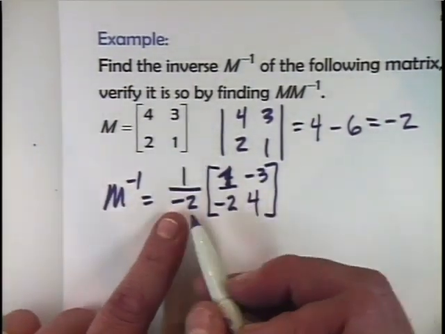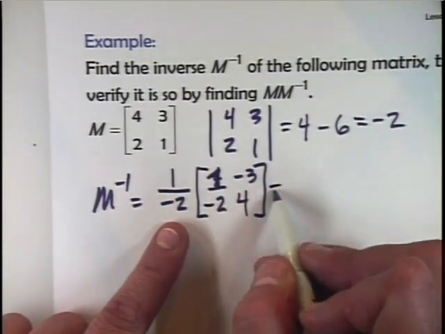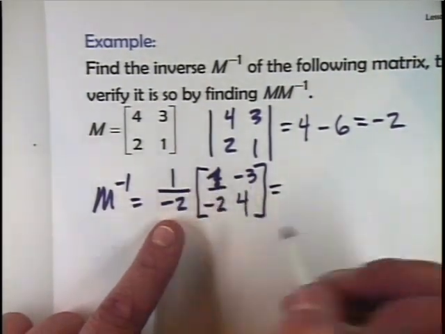Now, this is scalar multiplication. I'm multiplying a matrix by a scalar quantity. So remember how we do that? We have to distribute this negative 1/2 to each of the 4 entries.